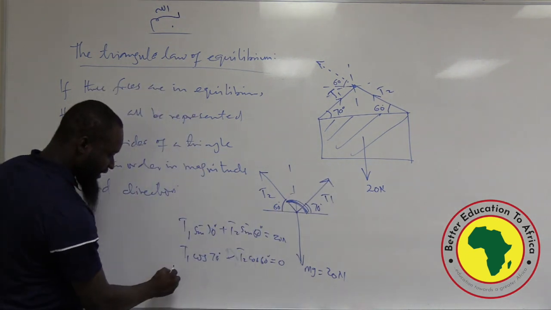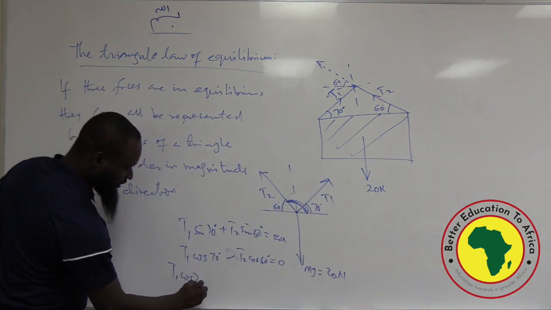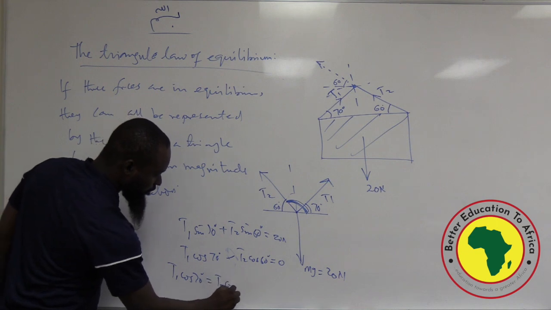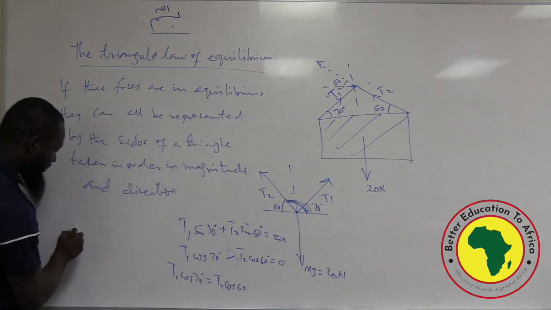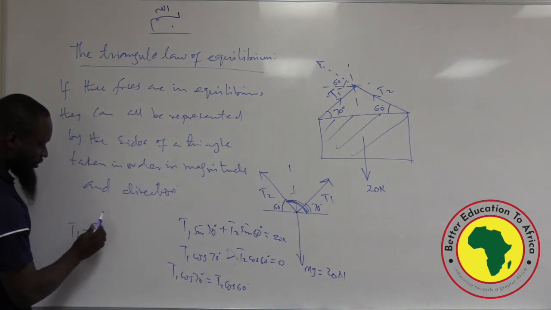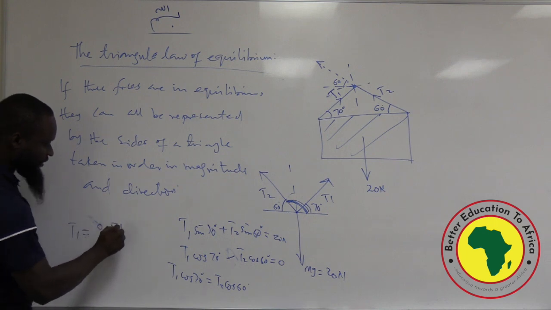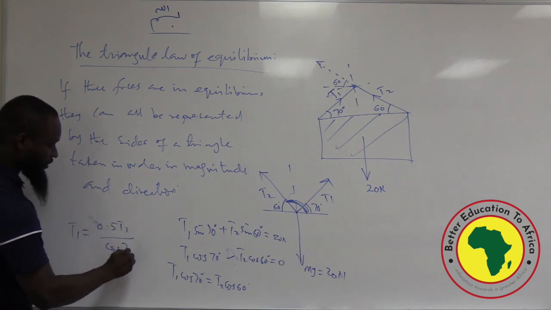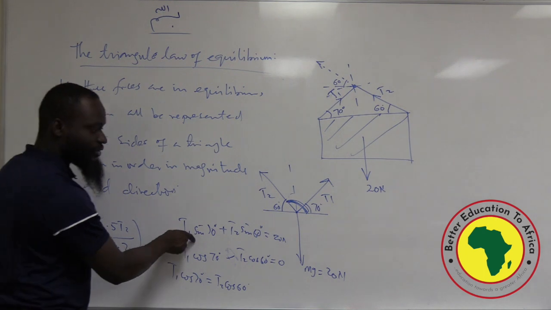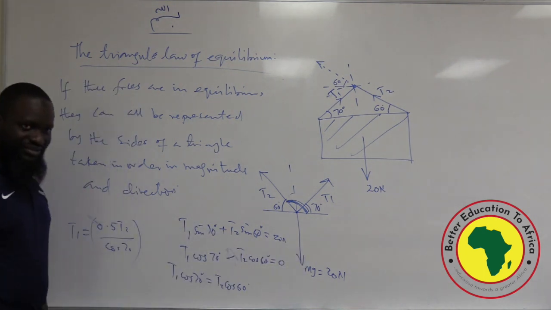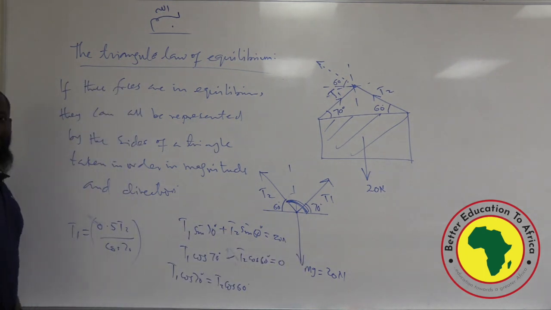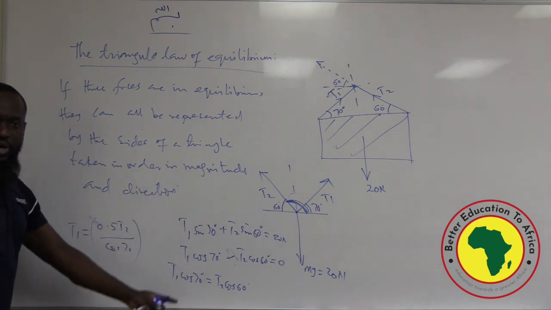So I said T1 cos 70 degrees equals T2 cos 60 degrees. So T1 is T2 cos 60, which is 0.5 T2, over cos 70 degrees. I now put this in this equation for T1, solve for T2, and then put T2 back here, I get T1. So this is one way of doing it.